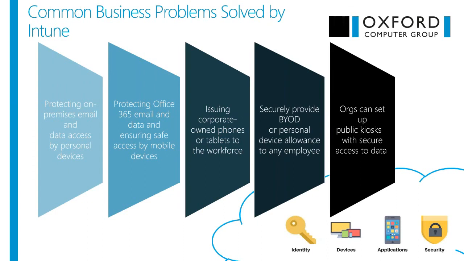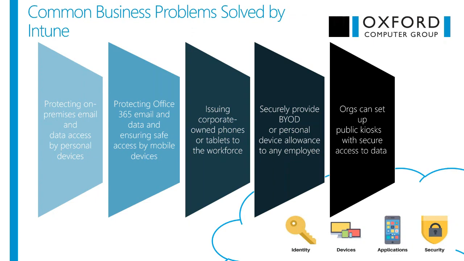Some of the business problems we solve, as I talked about, conditional access allows us to protect on-premises and Office 365 mail and data, making sure our data stays safe and is on the devices that we want it to be, and is not available on devices that we don't want it to be. We can issue corporate-owned phones to tablets. We can securely provide BYOD or personal device allowance or COPE type services with these users. We can even extend this, because it's an EMM solution, to managing our kiosks. We have a customer who is using this to manage iPads that are in a retail location, and we manage all of those devices with Intune, manage their wireless network for those customer-facing devices, which are actually kiosks running on an iPad.